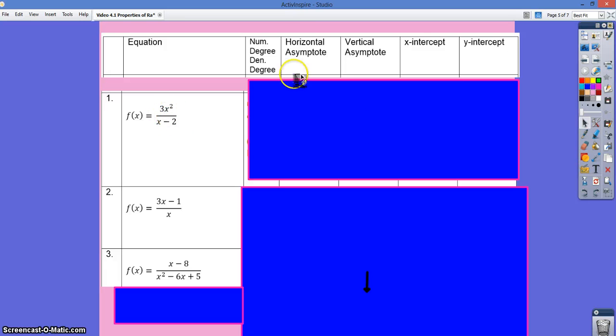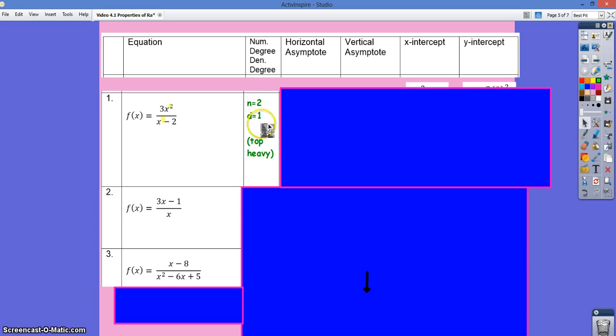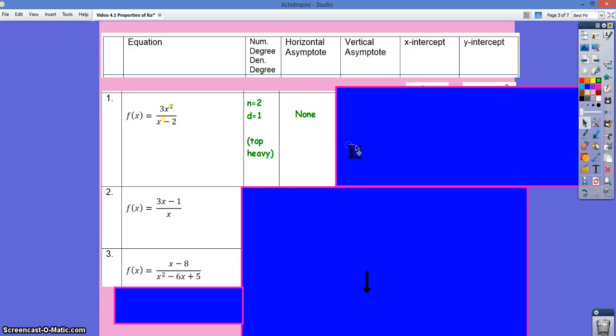Now, the degree of my numerator is, remember it's the exponent, that 2 right there. And the degree of my denominator is 1. So in this case, we have top heavy, N is greater than D. If the graph is top heavy, look back at your rules. That means that the horizontal asymptote, there is none.